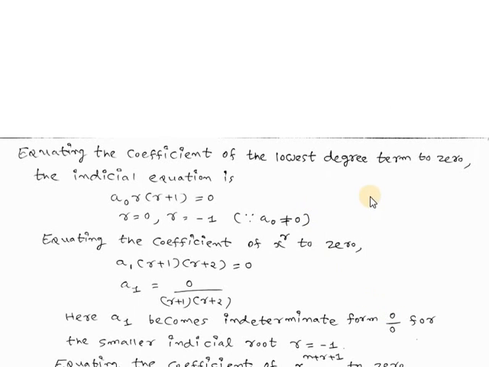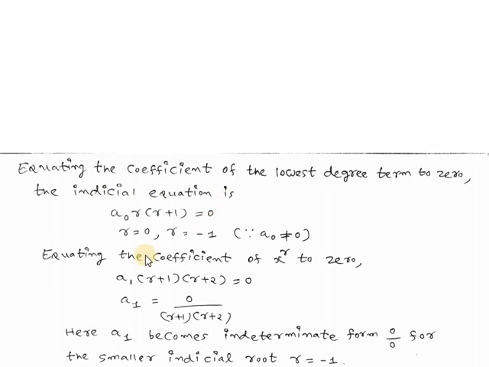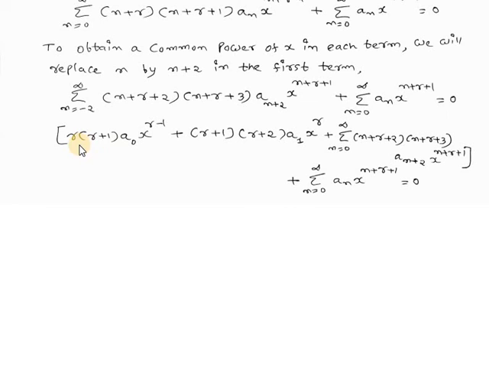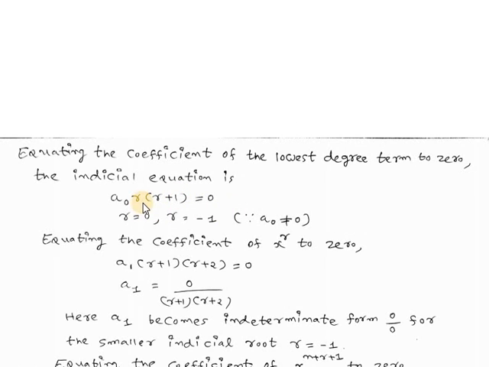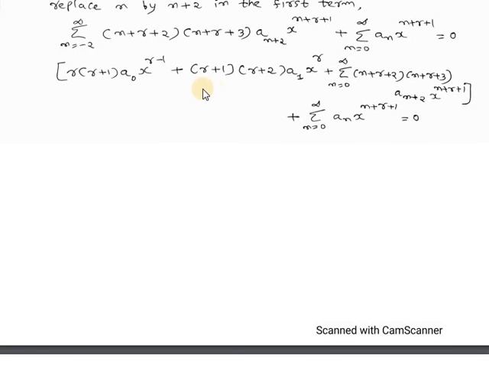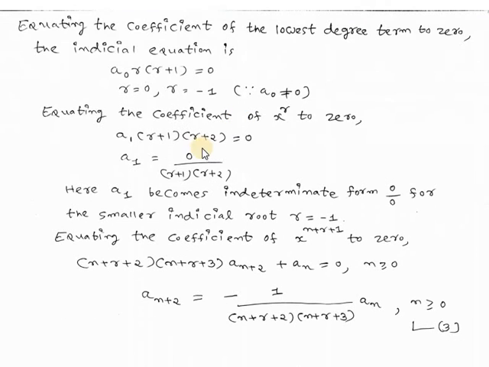Now equating the coefficient of the lowest degree term to 0, we will get the initial equation. So the initial equation is a0 into (r plus 1) is equal to 0. So we will get two roots. One root is r equal to 0 and the second root is r equal to minus 1, because a0 is not equal to 0. Now equating the coefficient of x raised to r to 0. So the coefficient of x raised to r is this, (r plus 1)(r plus 2) a1 is equal to 0.